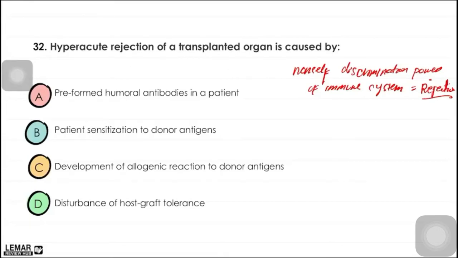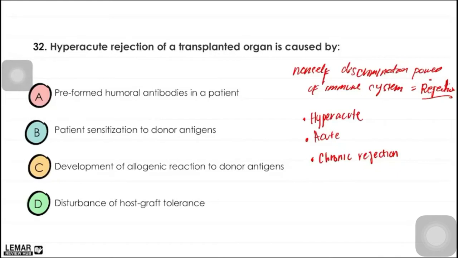So what are the categories of rejection? Particularly allograft rejection. When you say allograft, this is a transplantation from one individual to another individual of the same species. The categories of allograft rejection include hyperacute rejection, then acute rejection, and also chronic rejection.